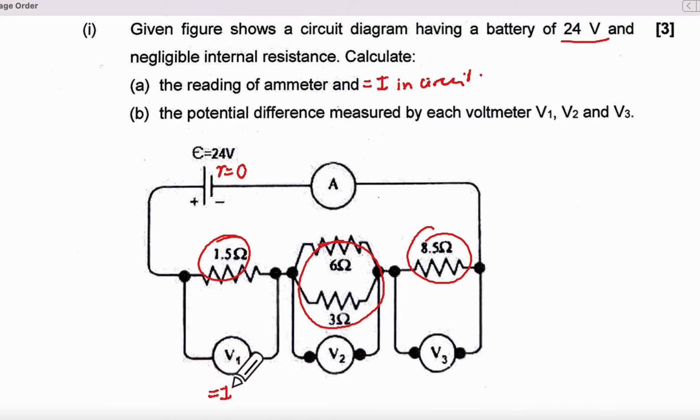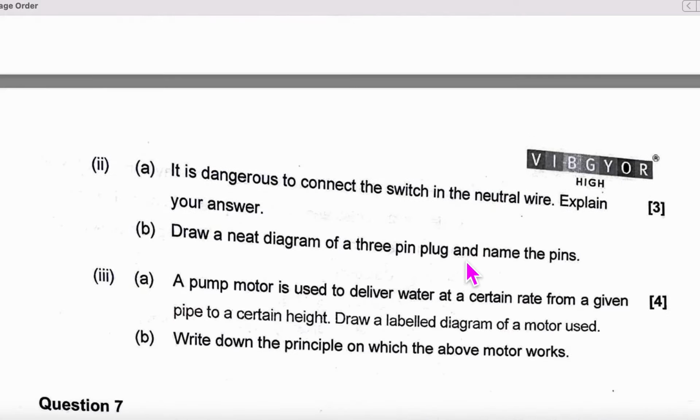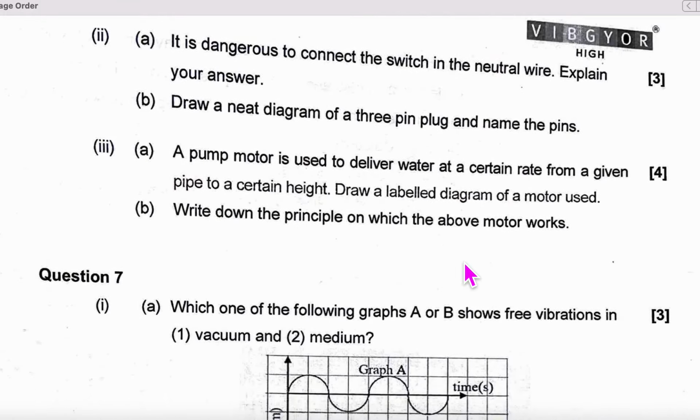V1 will be equal to IR1. You're already finding out the current, no? With the first part. Yes. So it is I into R1, and this will be equal to I into R2, and this will be I into R3. You can handle this, tell fast. It's only for 3 marks, so it is not a difficult question. Can we move to the next one? Yes.